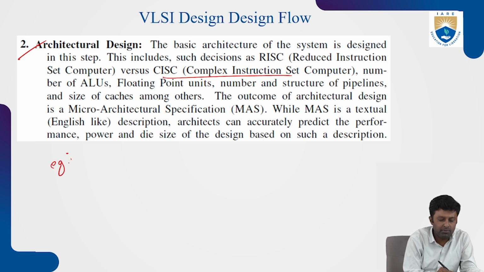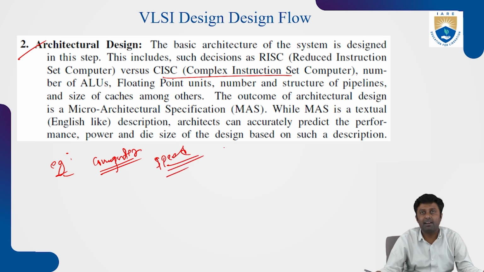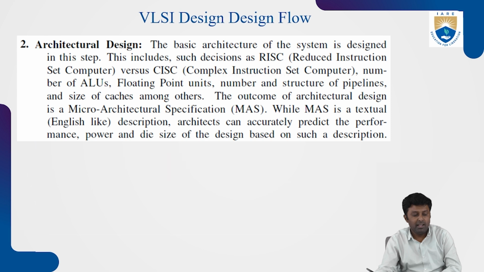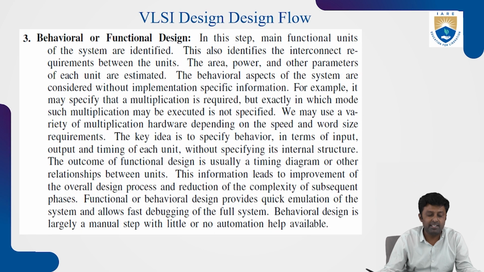One example of this architectural design is the computer. When we are designing a computer, we should consider the performance, that is, the speed should be taken as one of the architectural parameters. Okay, so like this, the decisions will be taken. The next step is the functional design.